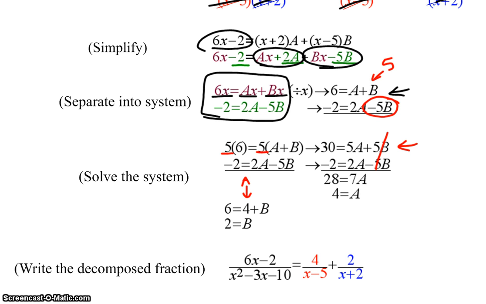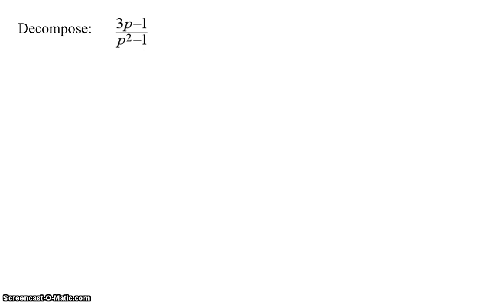Now, had you reversed the denominators at the very first step, everything would have worked exactly the same, except your A would have been 2 and your B would have been 4. You still end up with the same two fractions. Go to the next page and try the practice problem. Pause the podcast and then go back in and check your work at the end.